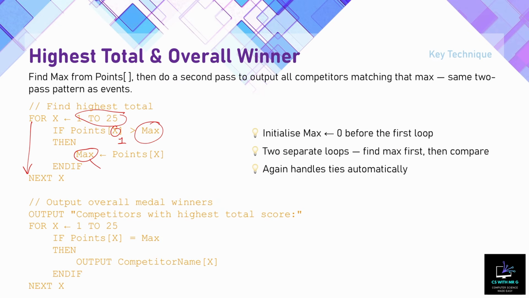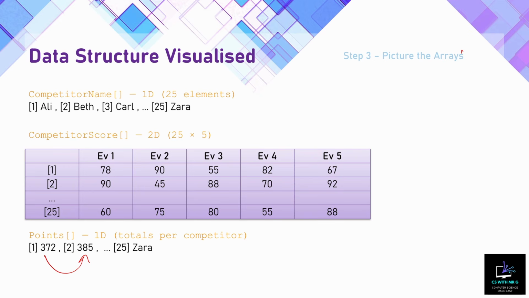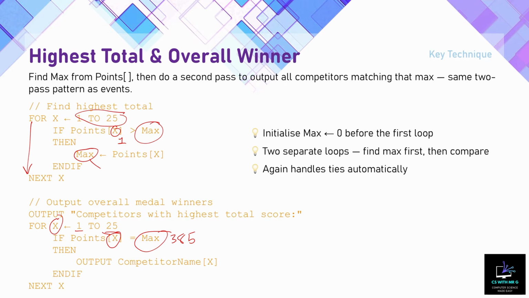We can then use the same method previously, using X to check 1 to 25, checking if the points array in position X equals the max value. So let's say the maximum value is 385. We are looping through this array, looking for where 385 is stored. As you can see, it's in position 2. We then know that the second index contained the biggest number, and that was Beth here. So if the points in position X equals that maximum number, I'll put the competitor name in the same position. So if it was 385, it would have been Beth.